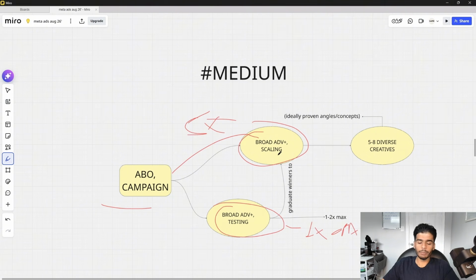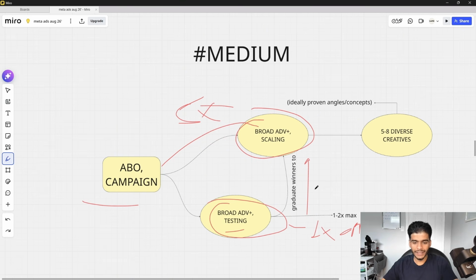So in the main ad set, we are going to have 5 to 8 proven creatives ideally. But if this is your first time running ads, you can just look for angles that have been working for your competitors and start out there. And in here, test your own angles, test your own concepts, and graduate winners to this. Because at this budget, you don't have a lot of room to mess up your scaling ad set. That's why we're gonna have a testing ad set and a scaling ad set.